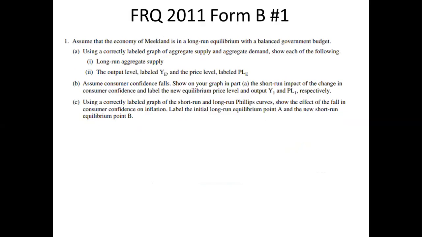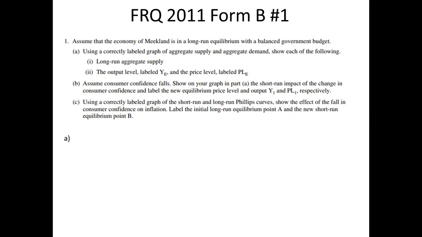Assume that the economy of Meekland is in a long-run equilibrium with a balanced government budget. Using a correctly labeled graph of aggregate supply and aggregate demand, show each of the following. Long-run aggregate supply, the output level labeled YE, and the price level labeled PLE. Notice, different than the last one, this one says YE and PLE instead of Y1 and PL1. You have to label it like they tell you to.